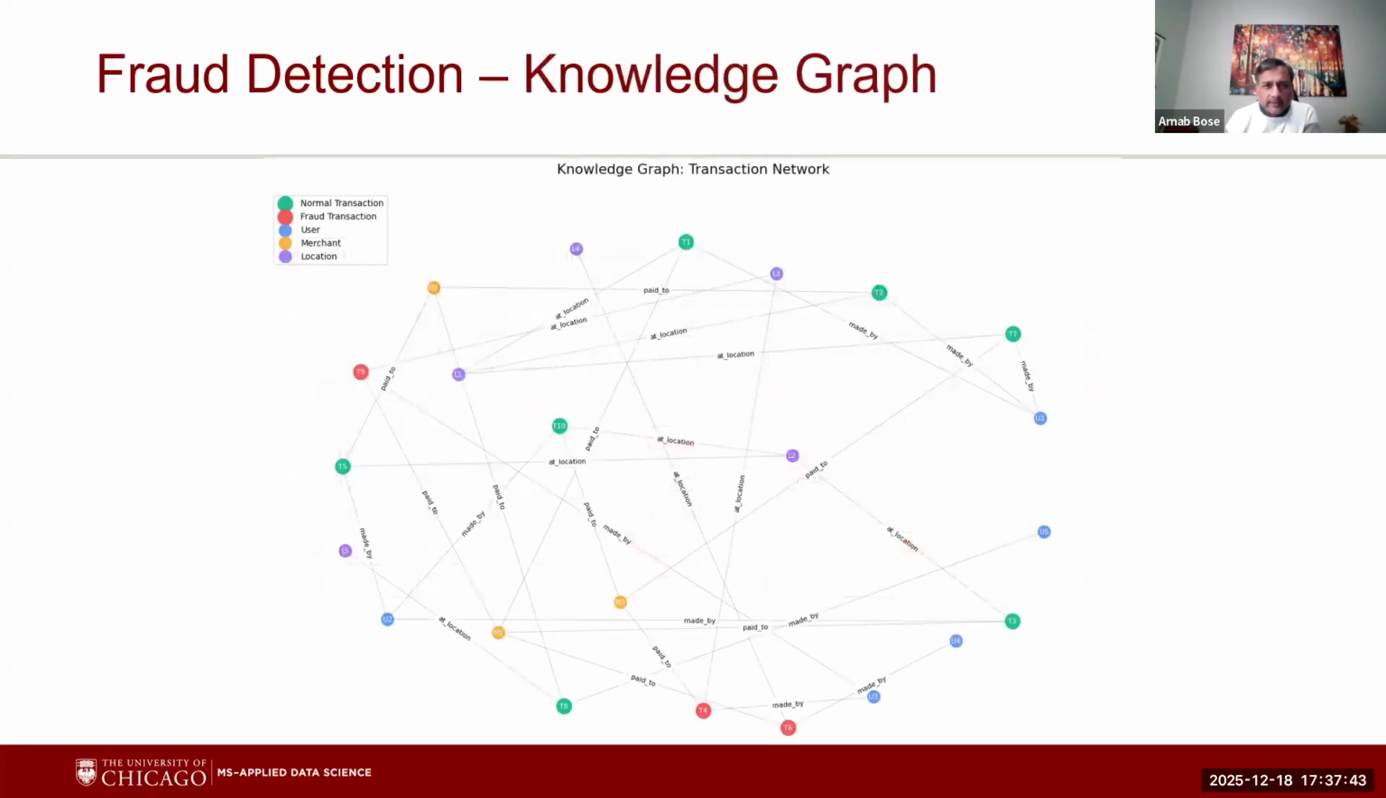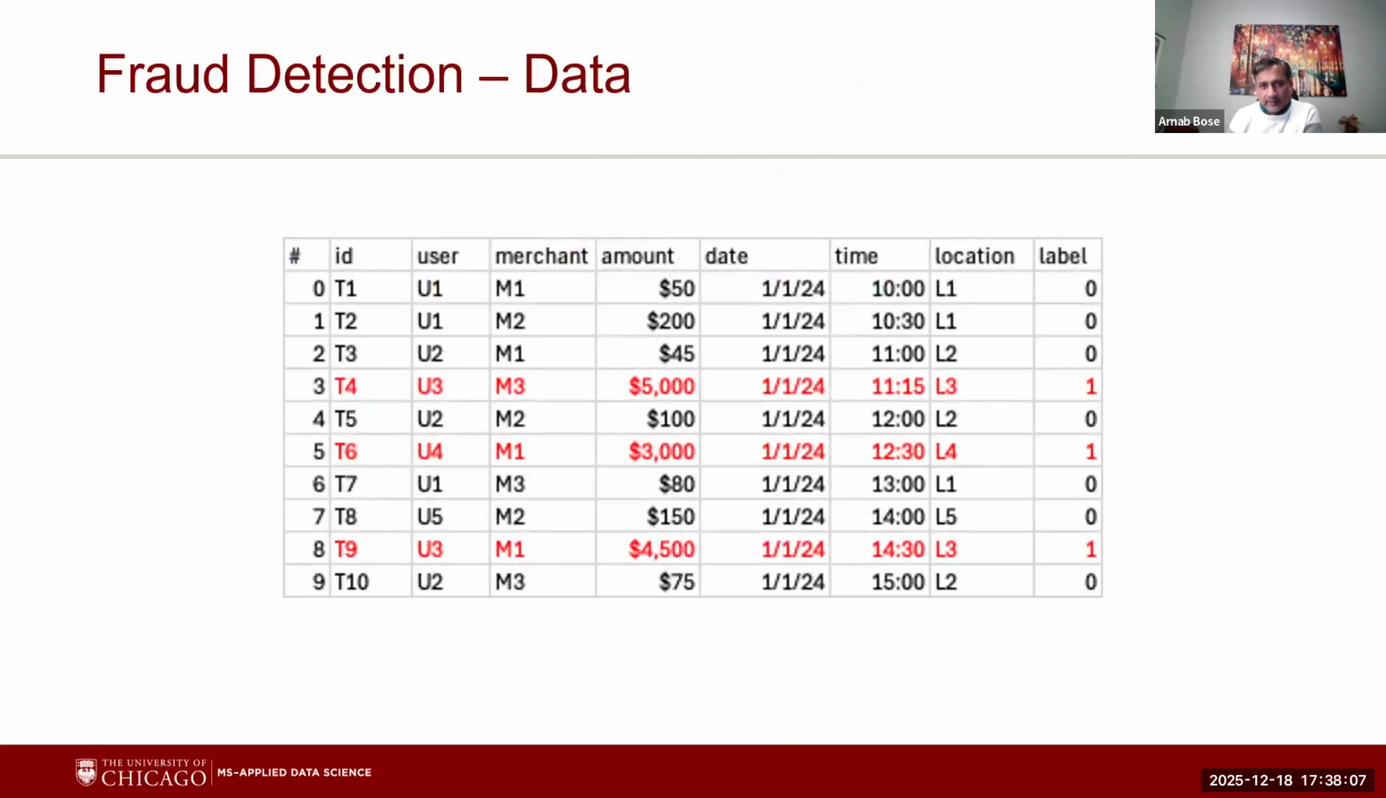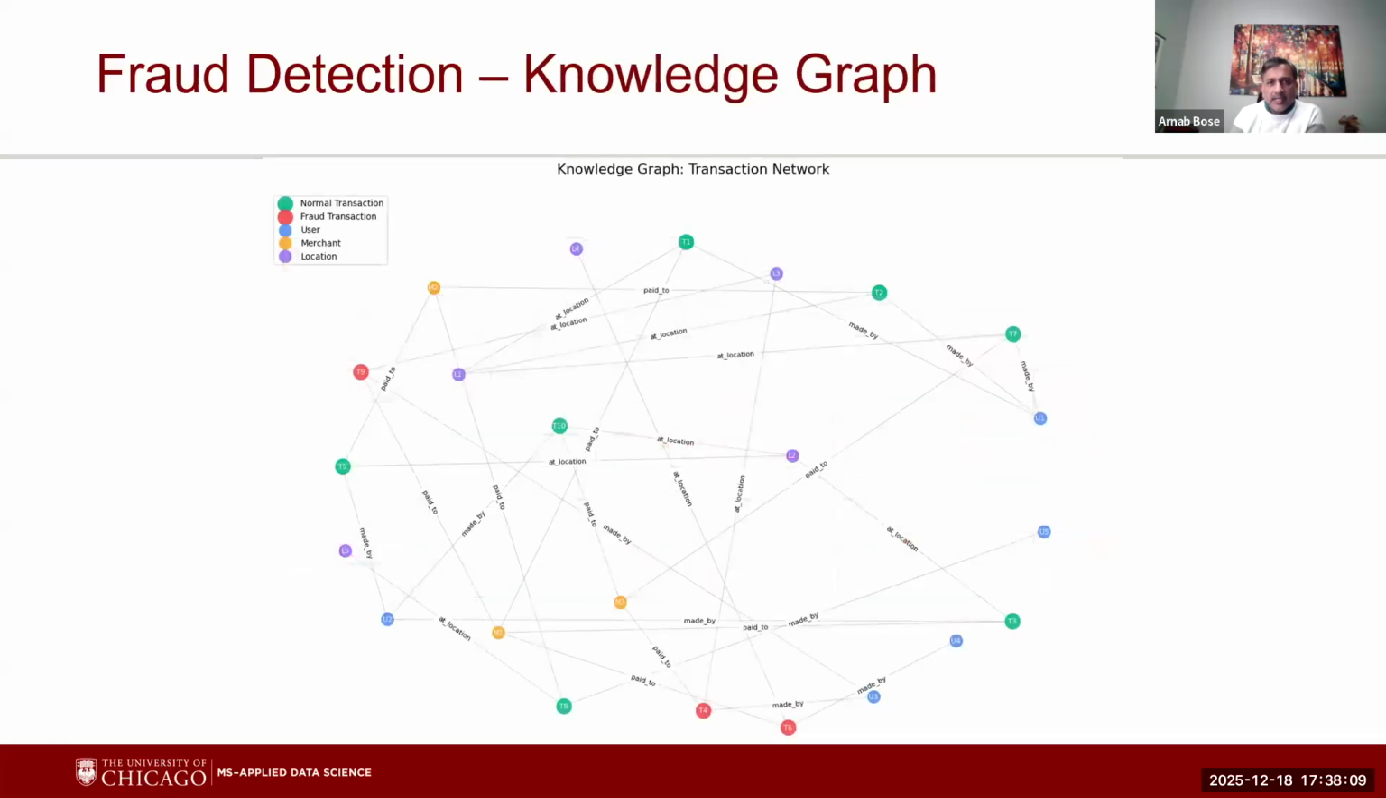I don't know if you're able to see this properly. I know they're very small, but this is an example of a knowledge graph where you see the circles. Those are the nodes, and if you look at the legend at the top, it'll show you what the nodes represent. So you have green and red, they're all transactions, right? The red are the fraudulent ones. Remember, we had three fraudulent transactions. The blue are the users, right?